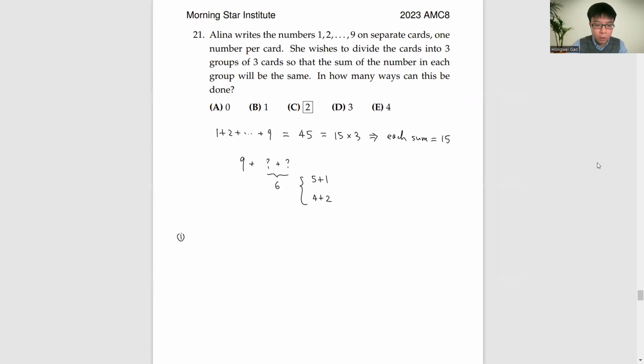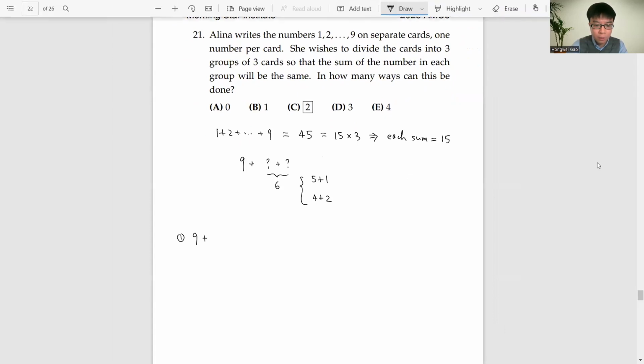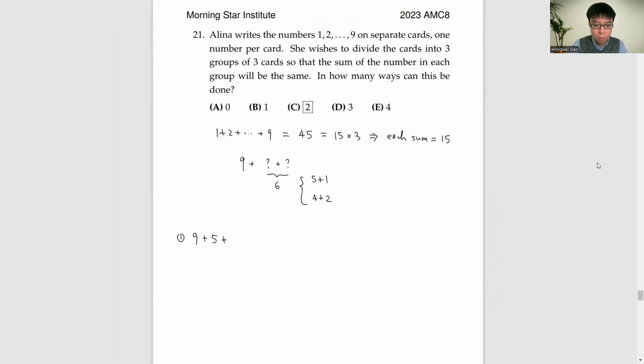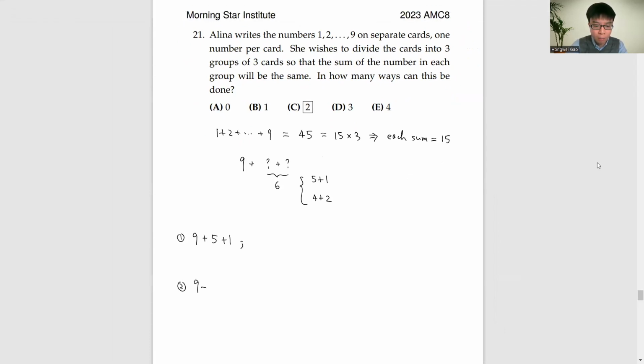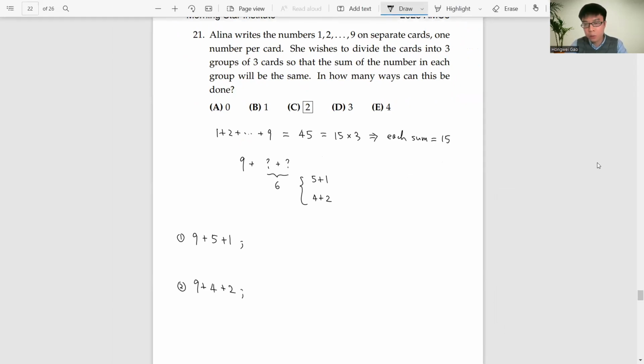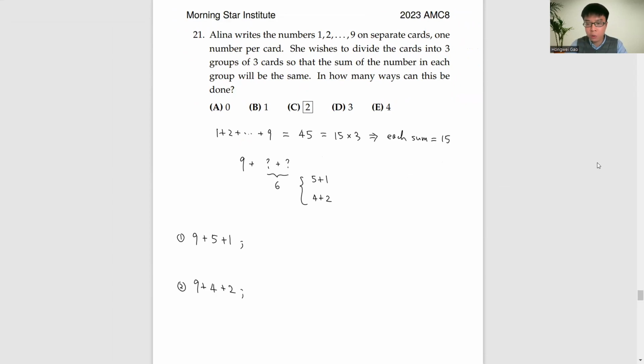The first scenario is 9 plus 5 plus 1. The second scenario is 9 plus 4 plus 2. Now we consider other groups and check if there are multiple choices.